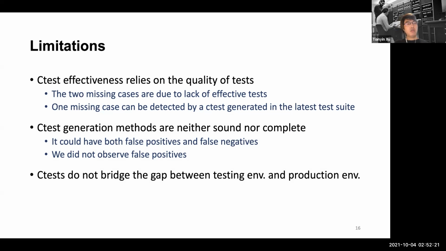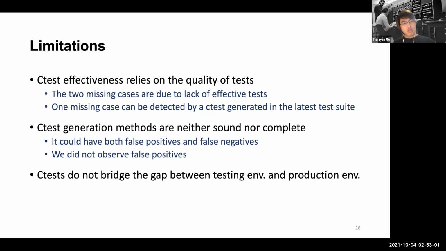So certainly, CTest has limitations. First of all, like any testing technique, it heavily relies on the quality of the tests, right? So either we have to write a high quality test, or we have to have high quality tests already, so that we can transform them into CTests. And some of our generation heuristics, which try to determine those test assumptions, are not sound or complete. So it may have false positives and false negatives, but we actually didn't even observe false positives empirically. It's fairly effective.